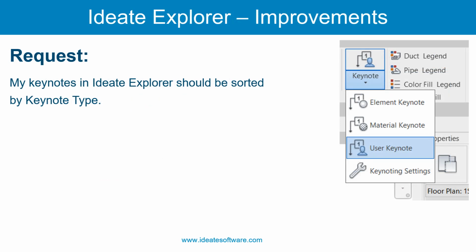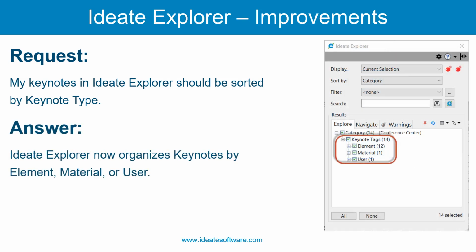You asked for the keynotes to be organized by the type of keynote. This can be element, material, or user. Ideate Explorer within the Explore tab will now automatically organize the keynote listings by element, material, or user nodes. As part of your model review process, it is now easier to identify the types of keynotes used. For example, if your office has a policy against the use of user keynotes, they will now be much easier to identify and sort out using Ideate Explorer.